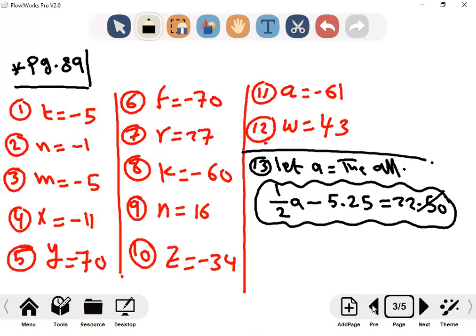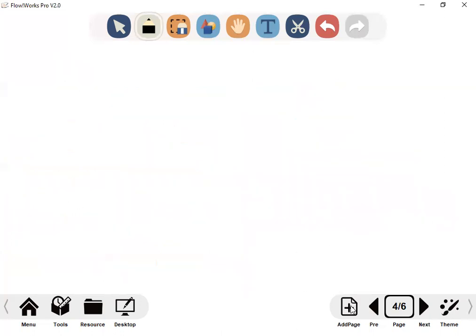Now let's go to the equations from 1 to 12. If you don't understand any equation of them, you can ask me here and online. Please, hands up without writing. Yes. Question 3. Let's go to question 3 together.